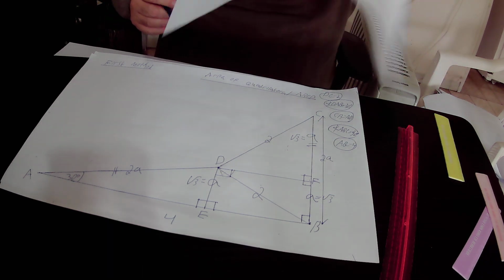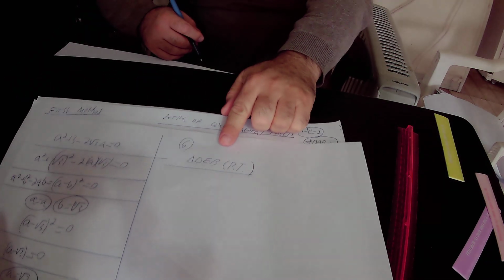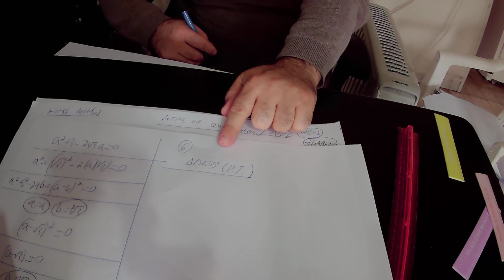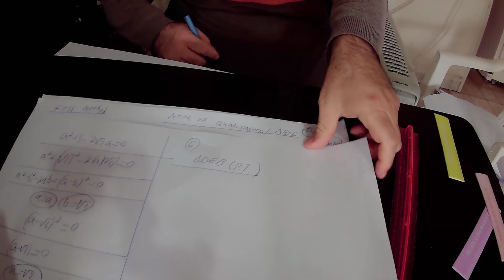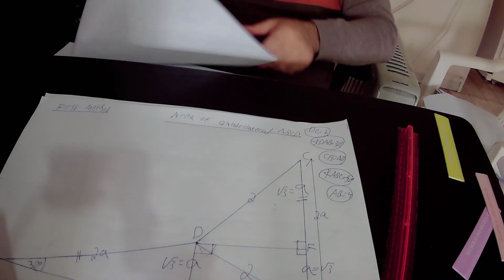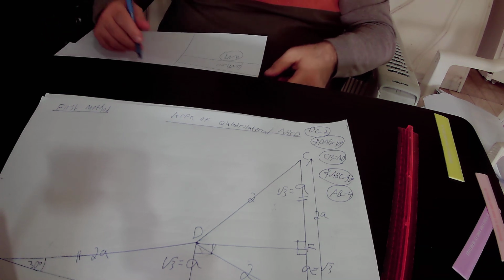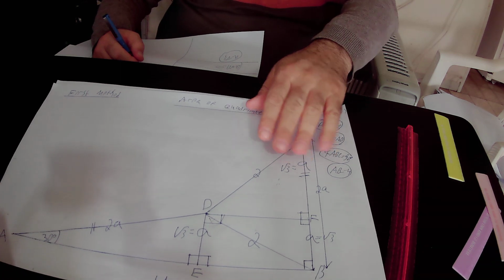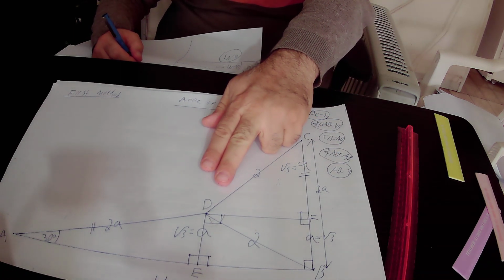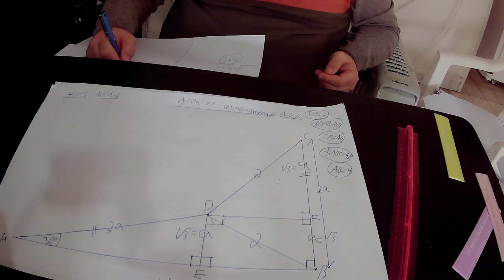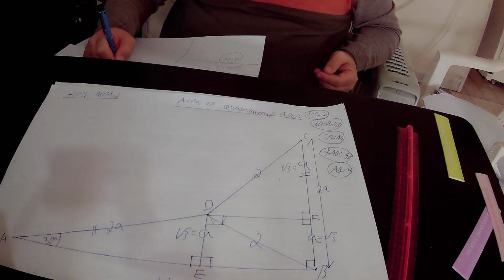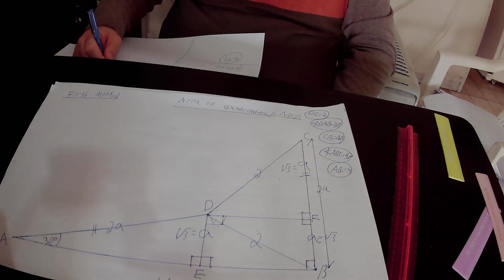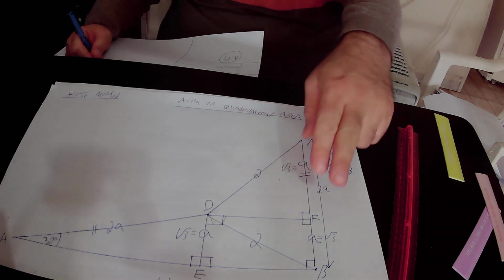Okay, we will implement the Pythagoras theorem. PT is abbreviation for Pythagoras theorem on the right triangle, triangle DEB. So on the right triangle, triangle DEB, we will get that DE square plus EB square equals to DB square.